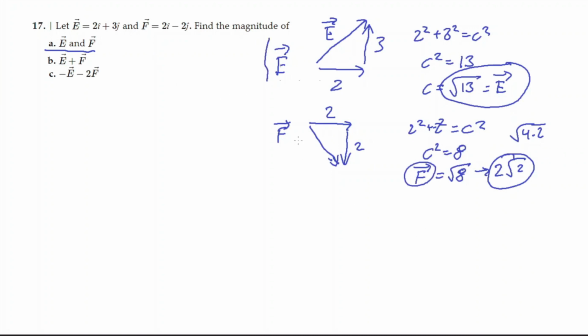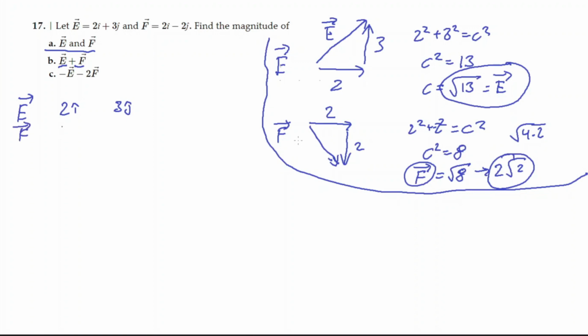And now we want to find e plus f. So if you remember from the original slide of vector algebra, e plus f is going to be all the x components added to all the y components. So let's write down vector e right here. So vector e has 2i as our x component, and then 3j. And then let's write down the f component. It's going to be 2i and negative 2j. And all we need to do is add them together.